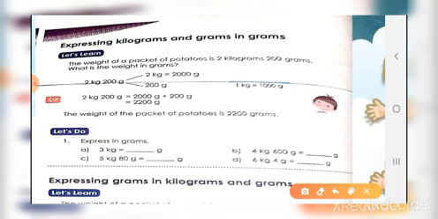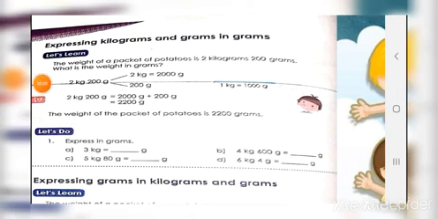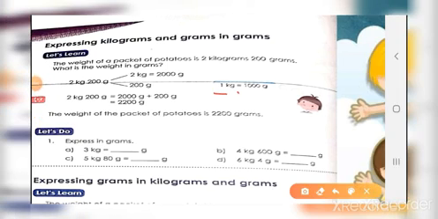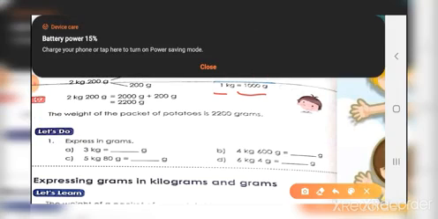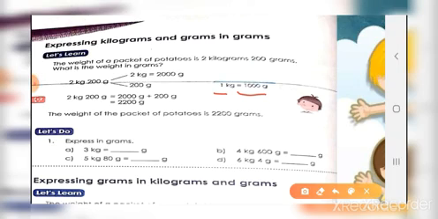Here we have a packet of potatoes which weighs 2 kg and 200 grams. The first thing we have to do is convert 2 kilograms into grams. As we know that 1 kg is equal to 1000 grams, so if 1 kg equals 1000 grams, you must know that 2 kg equals 2000 grams.